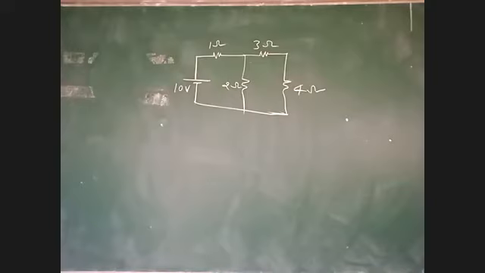Next point, second point. In short circuit, voltage is 0 and current will flow. In short circuit, voltage is 0 and current will flow. Okay, so write down one point.